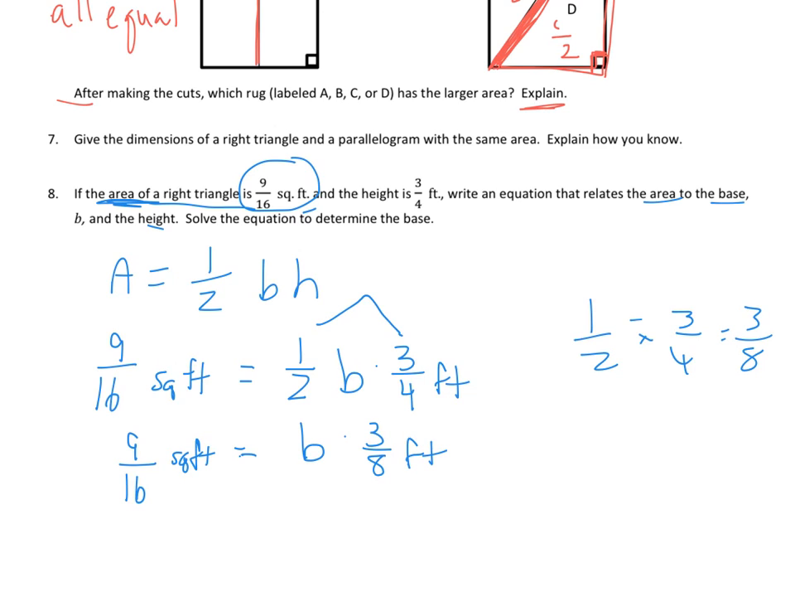Now I can use my inverse operation to get B by itself and solve. So I'm going to do the opposite. Instead of multiplying, I'm going to divide this 3/8 over to this side.